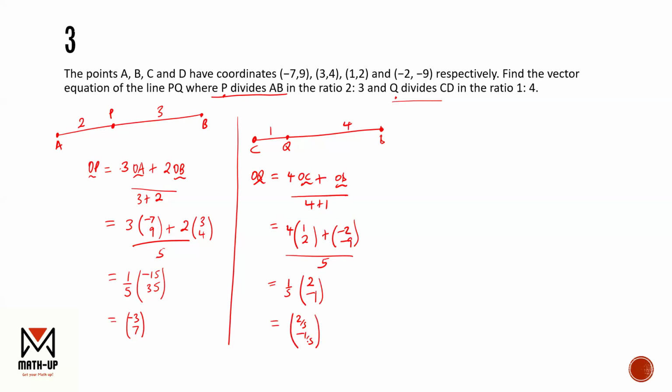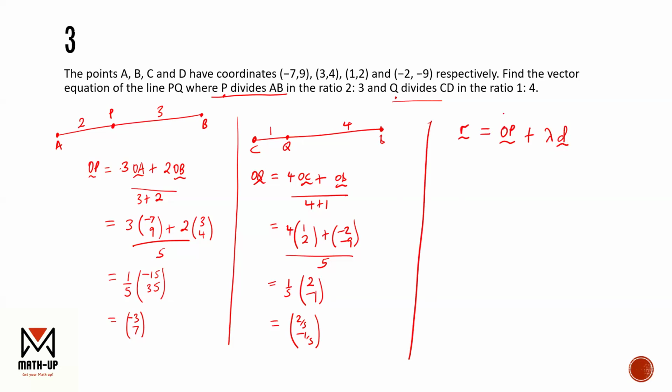Okay, so now that we have the position vectors of P and Q, how do we get the vector equation of a line? The vector equation of the line r is usually given by a point on the line. So we could go with point P plus lambda times the direction vector of the line, where lambda is any parameter that changes along the line.